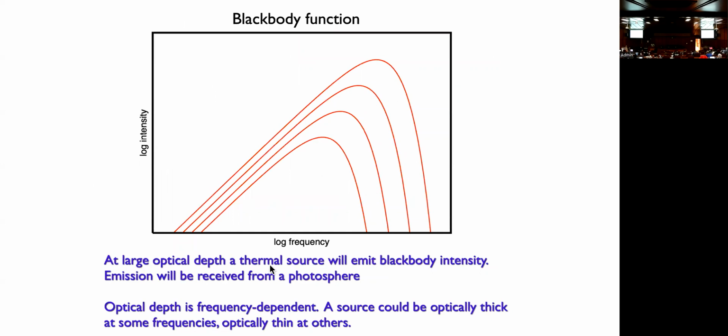At large optical depth, a thermal source will emit black body, and emission will be received from the photosphere, for example in the case of stars. Optical depth is frequency dependent. A source could be optically thick for some frequencies and optically thin for others. And we have seen in sources that radiation at certain frequencies is lagged even if produced by the same emission processes, maybe due to the effect that the radiation originated from a region which was optically thick for one particular frequency range and optically thin for another frequency range.